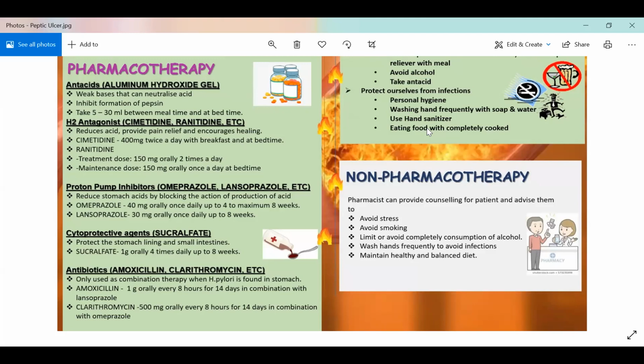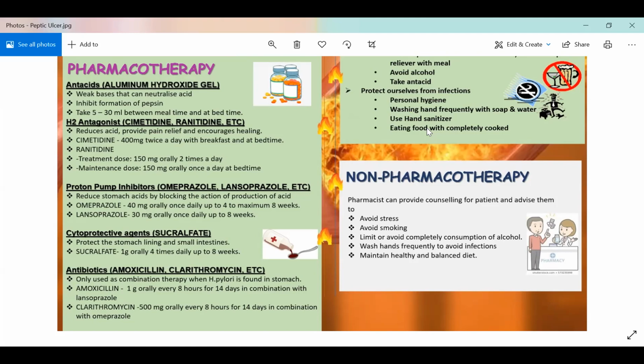As a pharmacist, we can provide some counseling to the patient and advise them to reduce their stress because, as mentioned before, stress is one of the main risk factors of getting peptic ulcer. So maybe we can ask them to do more exercise, read some books, or listen to some music. And next is to avoid smoking. So try to avoid smoking if possible, and the same goes for alcohol consumption. And the patient can be advised to wash their hands more frequently as well, using soap and water or hand sanitizer.